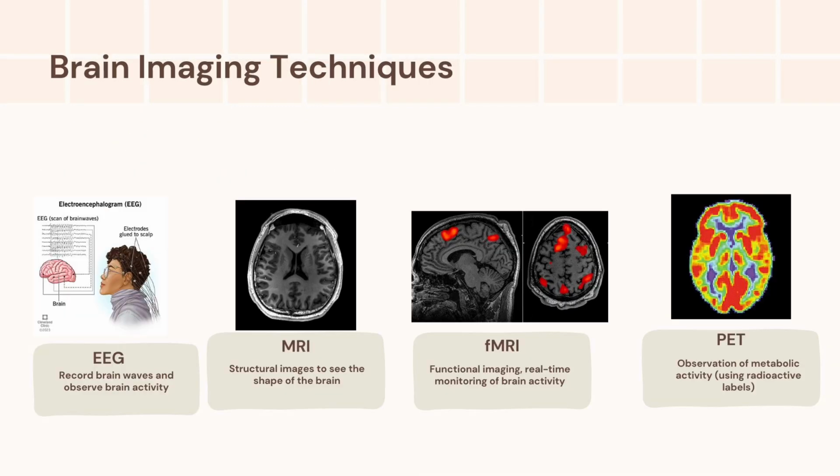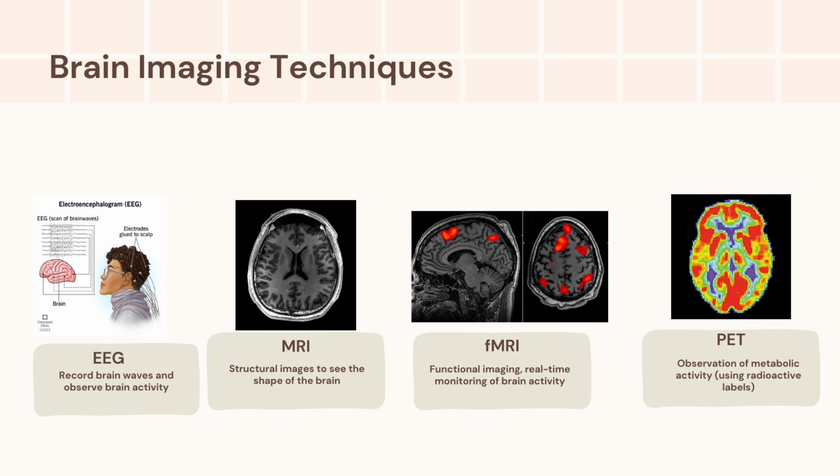Let's talk about brain imaging techniques. These techniques are really important to help us study our brain better and see which part might get injured in our brain. Let's start with EEG. EEG is used to measure the brain's electrical activity. It is used to analyze the timing of brain responses.